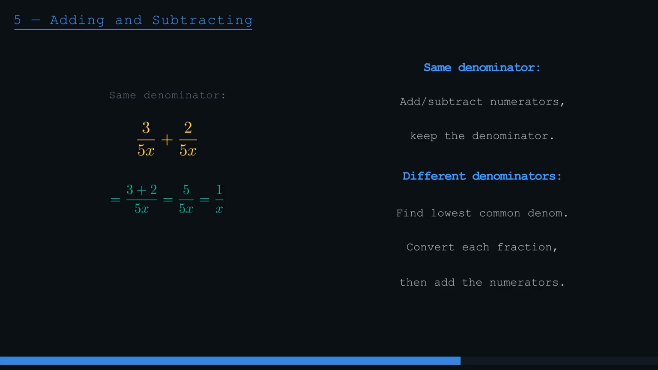With the same denominator, add the numerators and keep the denominator. 3 over 5x plus 2 over 5x equals 5 over 5x, which simplifies to 1 over x. When denominators differ, find the lowest common denominator. For 1 over 2x plus 3 over 4x, the lowest common denominator is 4x. Convert 1 over 2x to 2 over 4x. Then 2 over 4x plus 3 over 4x equals 5 over 4x.